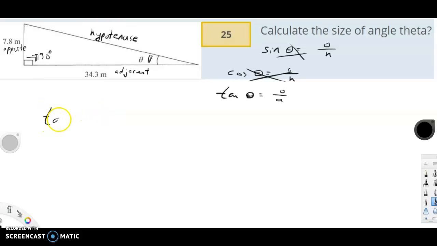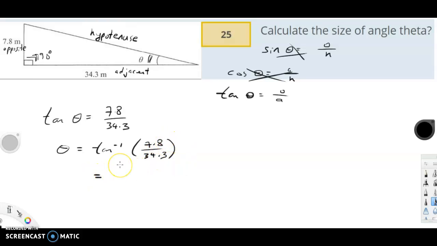So tan theta equals 7.8 divided by 34.3. We just want theta, we don't want tan theta. So to get theta, we're going to inverse. So theta equals tan inverse of that fraction, 7.8 over 34.3. Bang all that into the calculator.